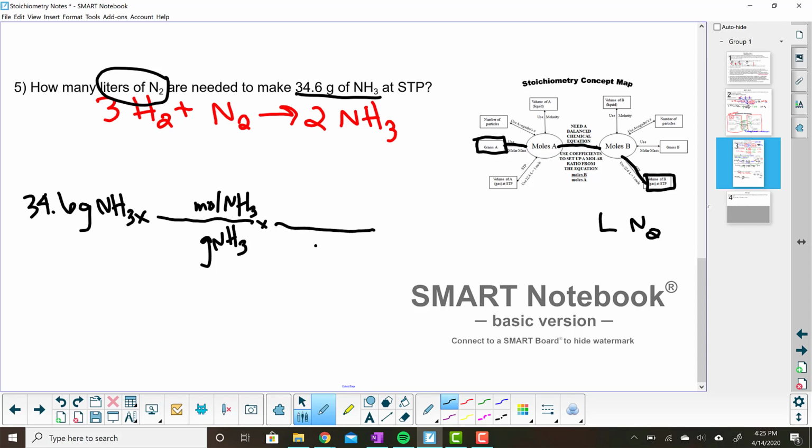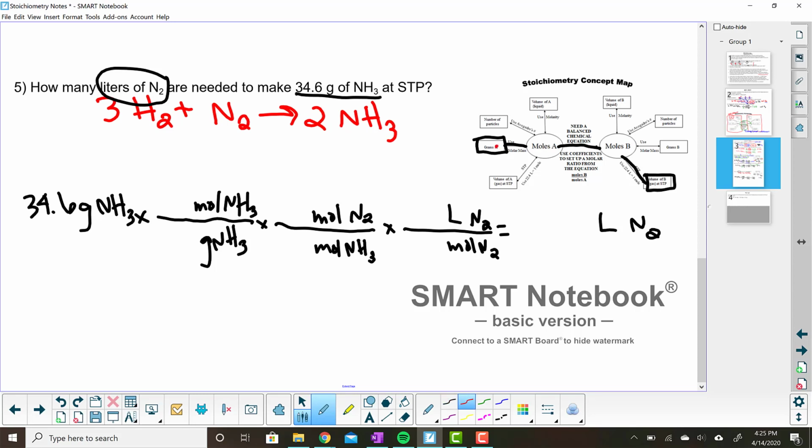Then once I'm in the moles of NH3, I'm going to use my balanced chemical equation to get to moles of N2. Once I'm in moles of N2, I can convert to liters of N2. There's my skeleton. Now we need to fill in all of the information.